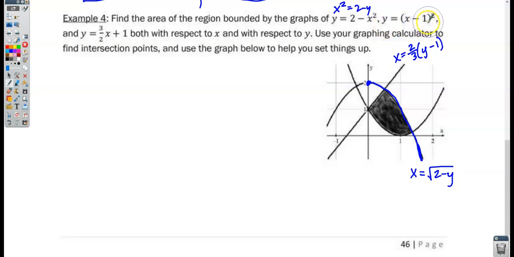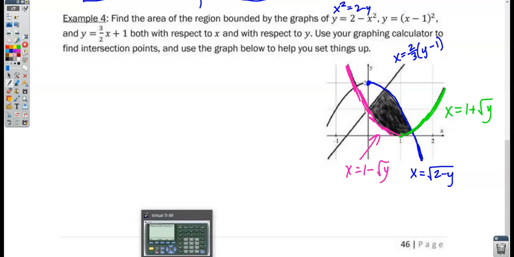And then for this one, I take the square root of both sides, and then I add 1 to both sides. So I've got 1 plus or minus the square root of y, and the right-hand side of this curve is x equals 1 plus the square root of y, and the left-hand side of this curve is x equals 1 minus the square root of y. And we're actually going to need both of them in this because each of those forms part of the boundary of this region. All right, now to find intersection points.